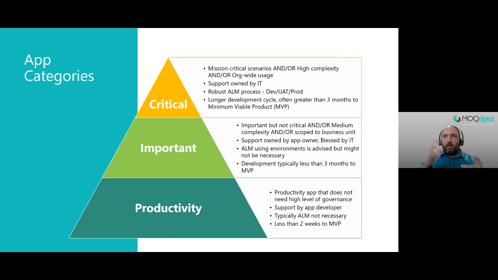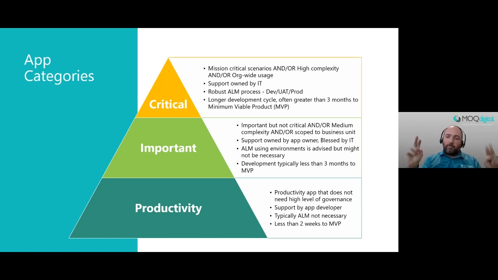with a robust ALM, so Dev, UAT, production lifecycle. They're typically big and complex applications that are tier 1 applications used by the whole business. So that's an expense claim, for example, if it's used by the whole business, could be one of those applications that we consider tier 1. The critical applications, and we want a set of governance controls around how those guys work.